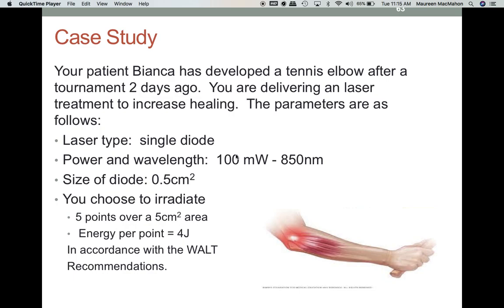Okay, so you have your superstar tennis player who has had a tournament and now has developed pain in the lateral epicondyle of her strong hand. The laser that you have in the clinic is a single diode. The power of the laser is 100 milliwatts, and the wavelength is 150 nanometers, and the rest of it you can see. And you've chosen to do 5 points over the area of her elbow, which is about 5 centimeters squared area. And you've chosen to do 4 joules per point.